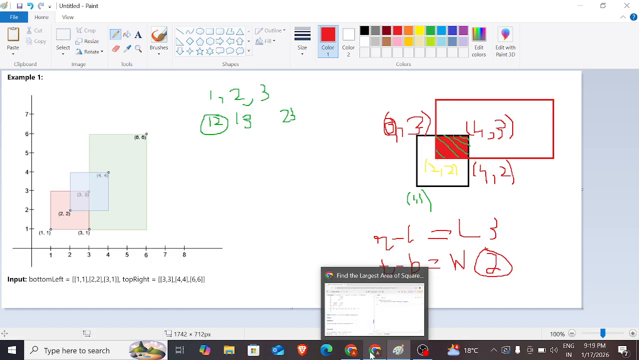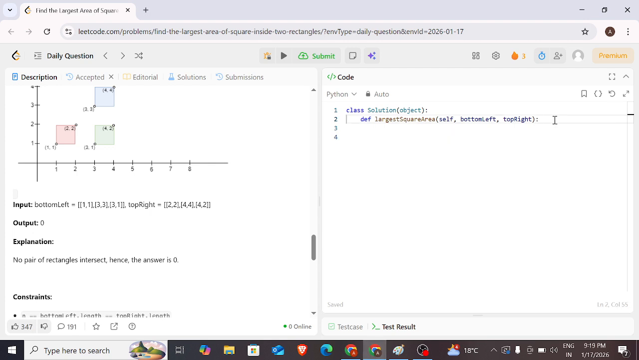Now let us get into coding the question. So I know that I need a max variable, so I will always have a max area variable, and then for i in range of the length of bottom left, I'm just going to compare every rectangle with the next rectangle, right? So for j in range, i plus 1 comma the length of bottom left.